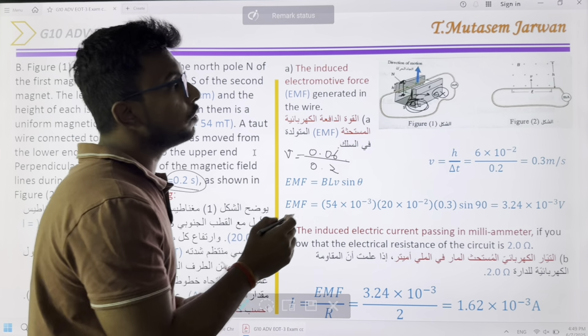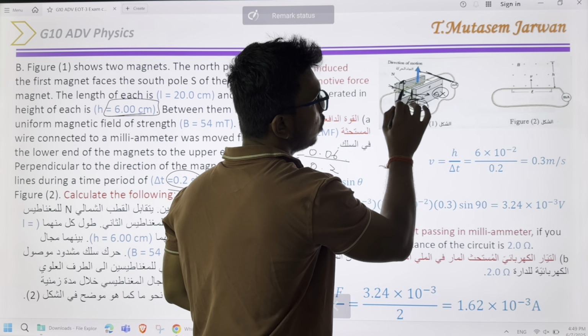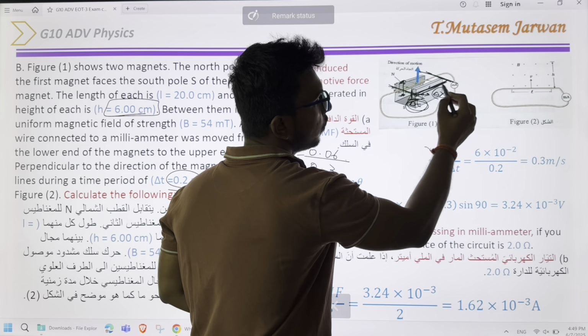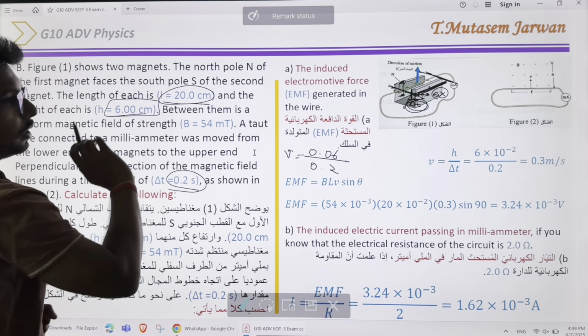They have not given the length of the wire. But what is the length of the wire which is exposed to the magnetic field? Only this part is exposed. So this is the length of the wire, same as the length of the magnet. So what is the length of the wire? 20 centimeter.